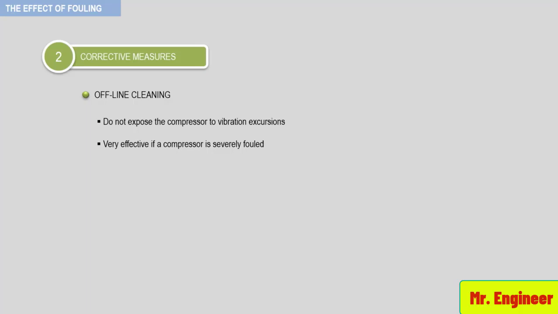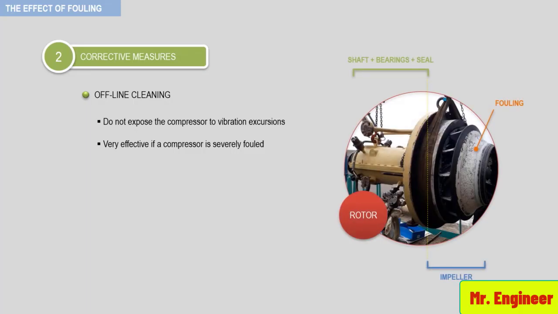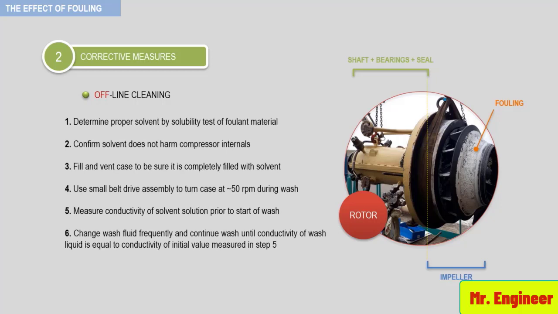Failure to immediately remove all foulant from the rotor can cause catastrophic failure, since a large amount of imbalance can be instantaneously introduced in the rotor system. General guidelines for an offline cleaning method are presented here.